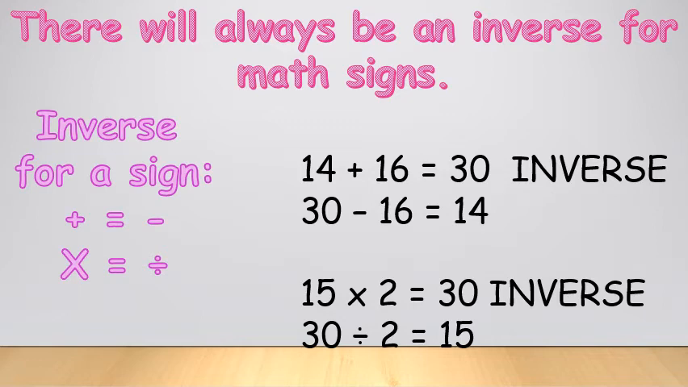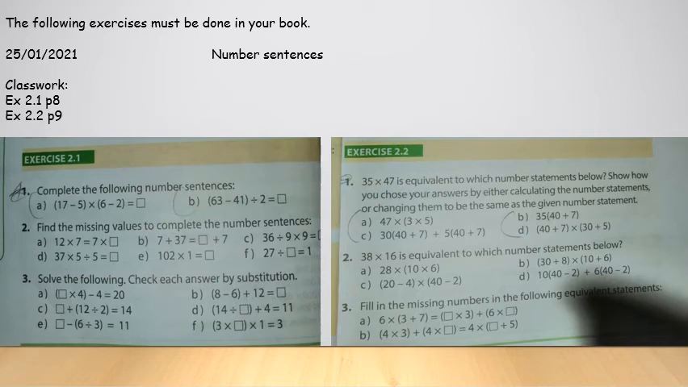Okay. So the work that I want you to do in your books is exercise 2.1 and 2.2. So we are going to draw a line under the work that we've already done. We're going to write the date, and we're going to write the number sentences. Please remember to underline it. Then you leave open a line, you write classwork, you write exercise 2.1 page 8, exercise 2.2 page 9. There's also a photo for you guys so that you can actually see the work.